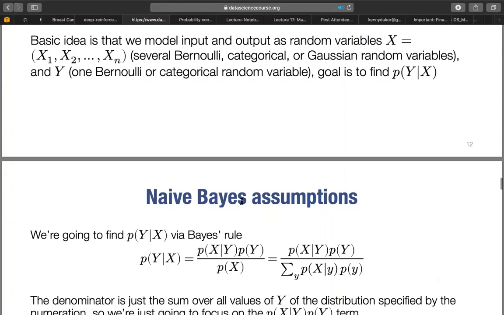Naive Bayes algorithm is based on the Bayes rule, and Bayes rule is basically this. If you want to find the probability of getting Y given some values of X, it's basically the probability of X given Y times the probability of Y, all over the probability of X.